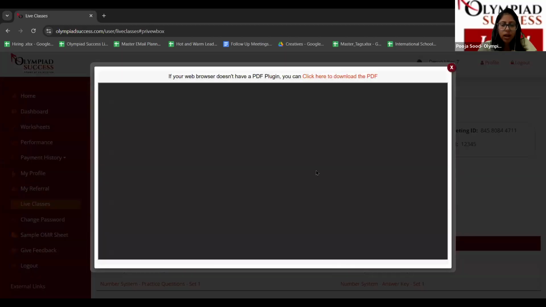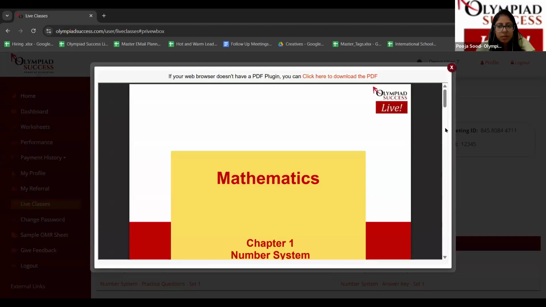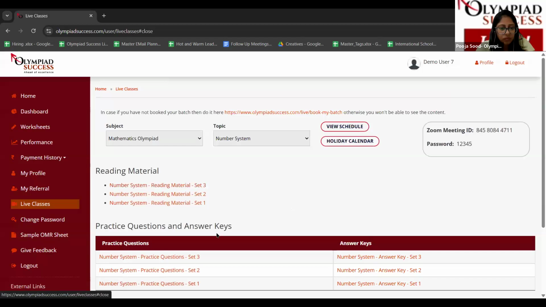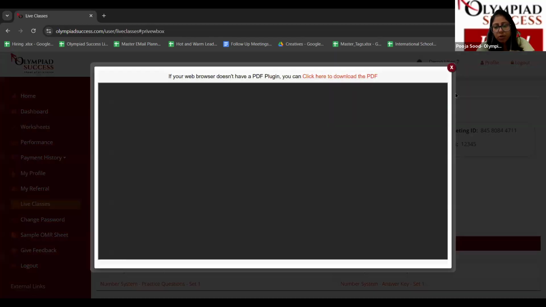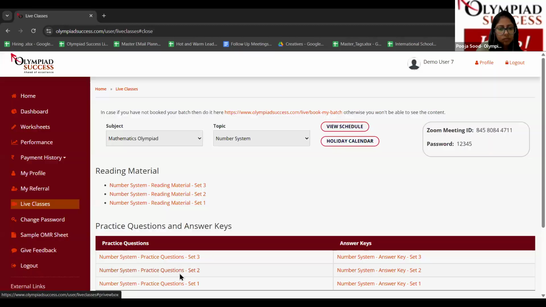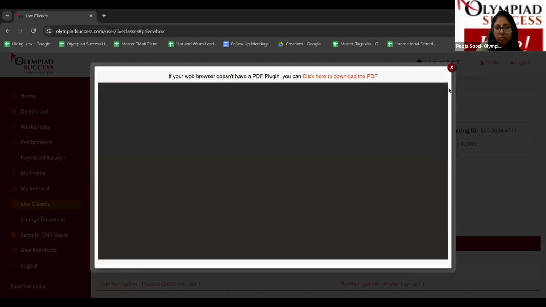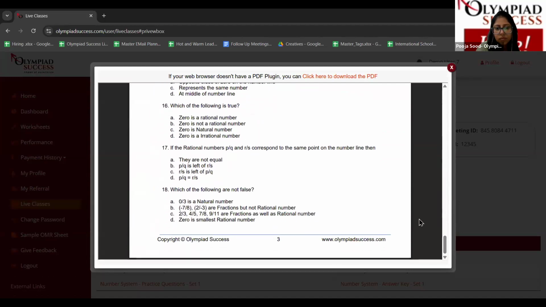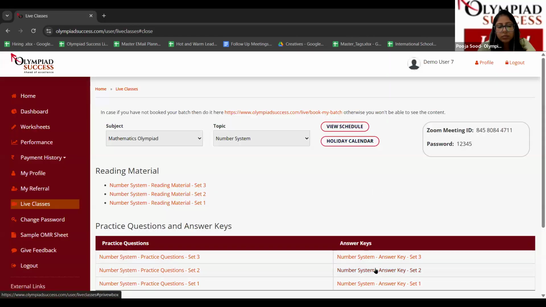Here is the reading material, in different sets. I'll show you just one set as of now. Read this, practice it. This is how it will go ahead. Here are the question papers for your practice as well as the answer key. I recommend you download your paper, solve it, and then check your answer key. Don't download your answer key parallelly. Okay, here you go with the answer key.